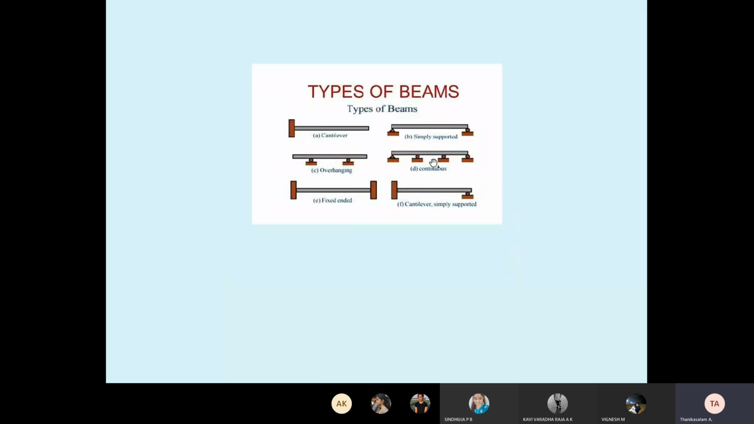Next, types of beam. Cantilever means one end fixed, other end free. Simply supported, both ends are supported. Overhanging. Fixed support, we will analyze in problems and discuss.